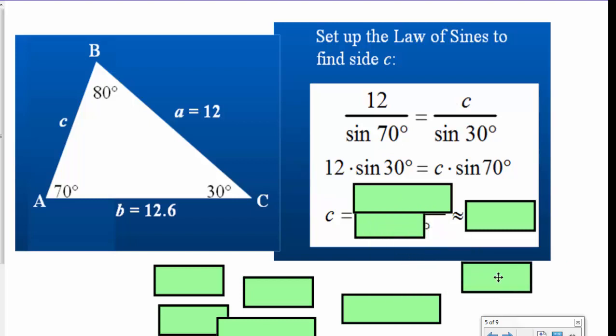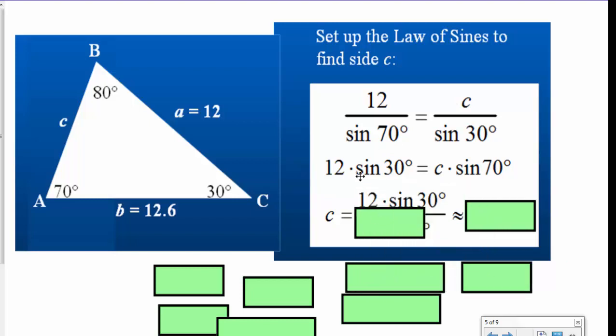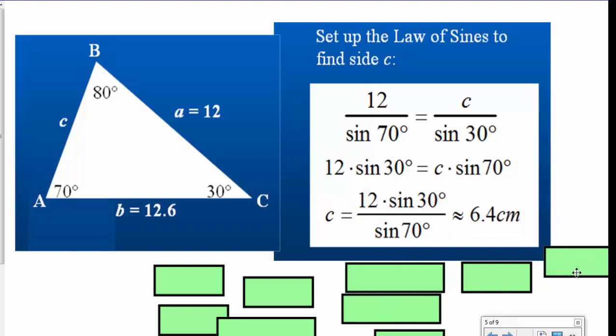Solve it. 12 times sine 30, we have to divide to get c by itself, so divide by the sine of 70. Put this in the calculator and then solve. We should get approximately 6.4.